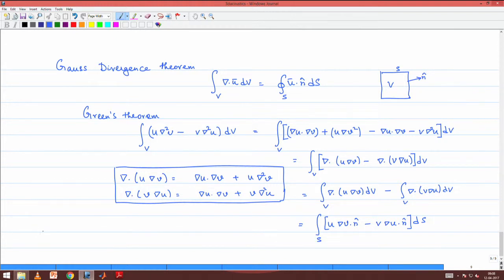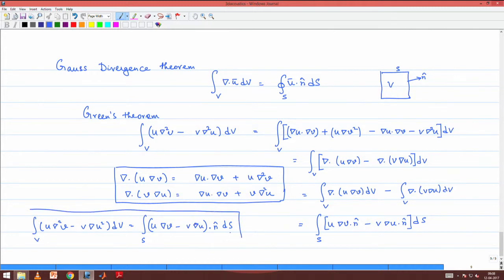So, the moral of the story for Green's theorem is this: the volume integral of u del square v minus v del square u dV is equal to the surface integral of u del v minus v del u, dot producted with the unit normal vector. This is Green's theorem, and we will use that in our study of Green's function.